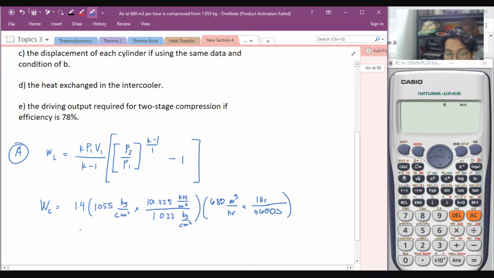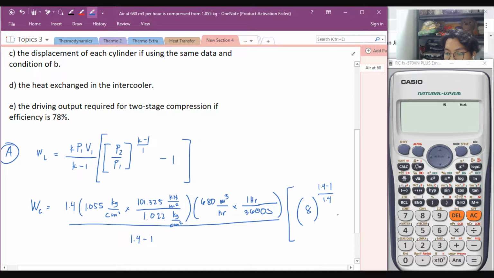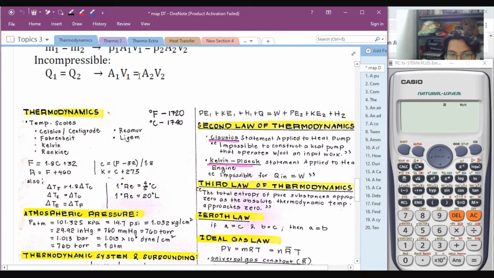And then, divide it by 1.4 minus 1. Multiply the whole thing. What was given for the ratio of the pressures? The ratio of the pressures there is 8 raised to 1.4 minus 1 over 1.4, entirely. Now, look at the units. It's 1.032 ata, if I'm not mistaken. Let's look at your term, it's there.